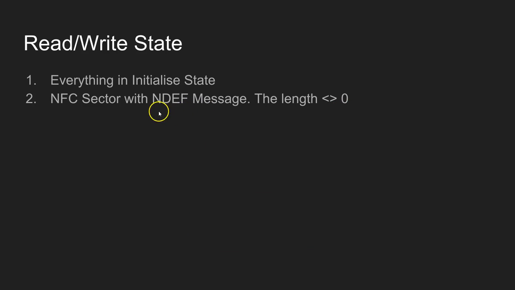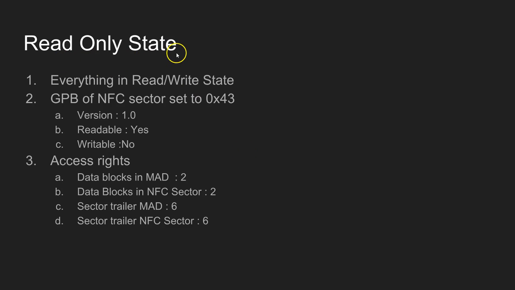Now the first mandatory message must have a length which is not equal to 0. So everything that we mentioned in initialization state is still valid here. The only difference is it's all about the length of the message. The next thing is the read-only state. Again, everything in read-write state is valid here. It means you must have a message whose length is not equal to 0. There's no point in having a tag with a 0 message length.